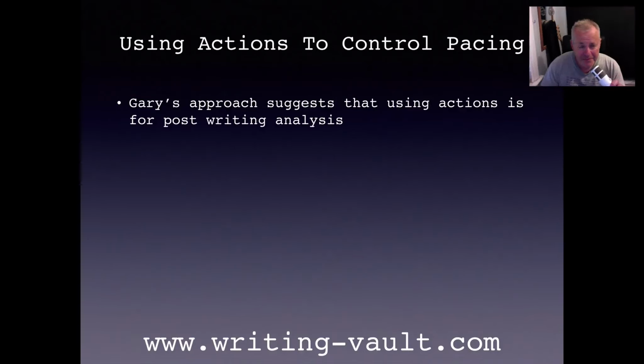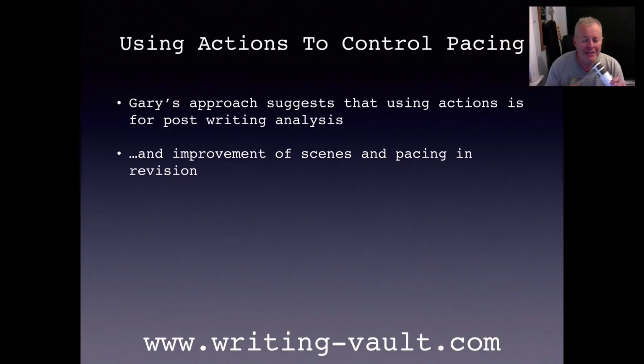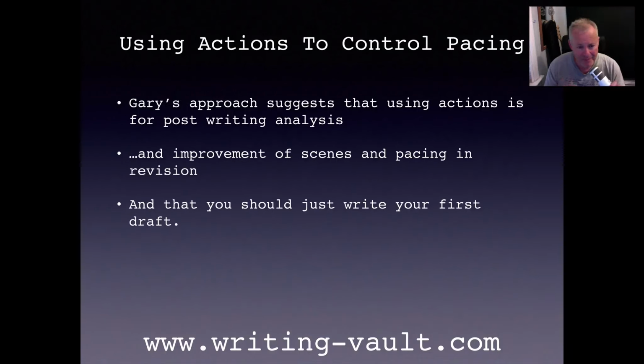Now, I've got the wrong heading up there. Gary's approach suggests using actions is for post-writing analysis, and you use it to improve scenes and improve your pacing during the revision process. That's totally valid. I think he also thinks you should just write your first draft, get the words on paper, and then you can apply this kind of thinking, plus the swings that we looked at in level 4 in the previous video, to the work you've got on paper.